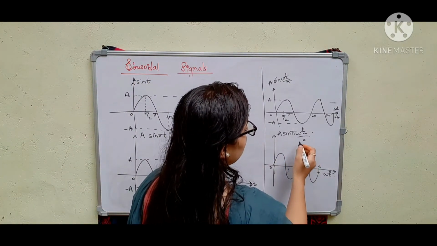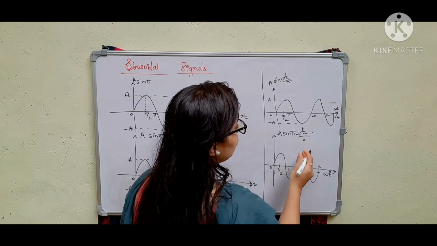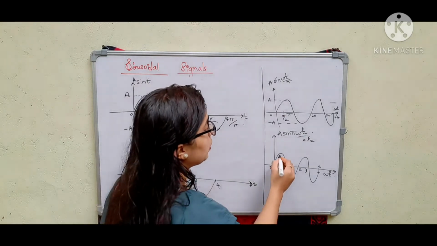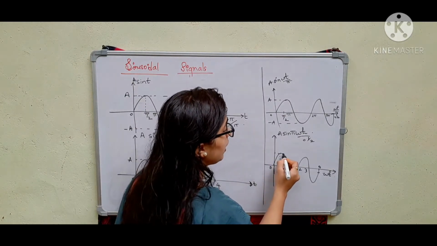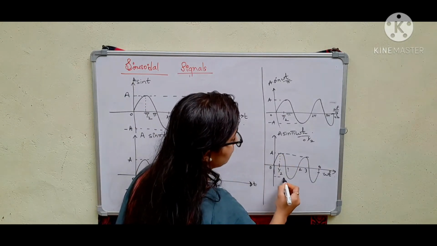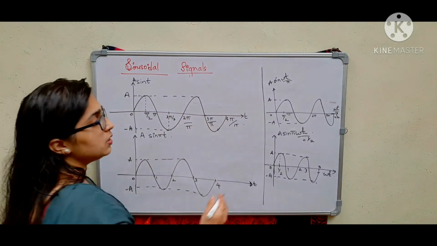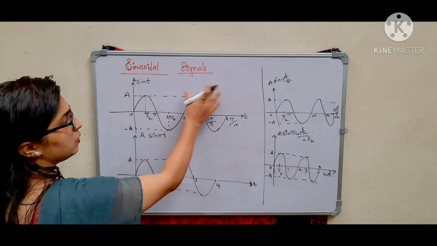If it is 1, I will consider 1 by 2. Omega t is 1 by 2 means sine pi by 2, that will be equal to 1. So 1 into a, that will be your a, and this one will be your minus a. So these are your sinusoidal signals with respect to sine.